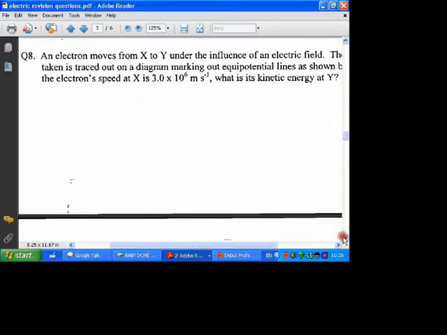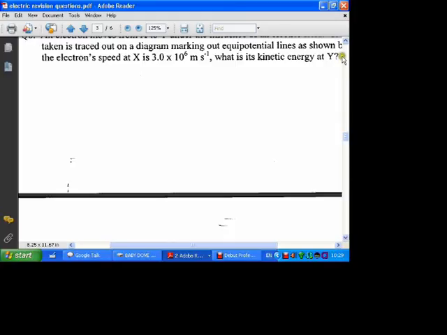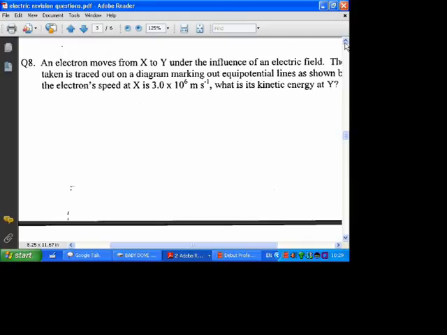Okay, let's do Q8. An electron moves from X to Y under the influence of an electric field. The path taken is traced out on a diagram, marking out equipotential lines as shown below. If the electron speed is 3 × 10⁶ meter per second at X, what is the Ke at Y?